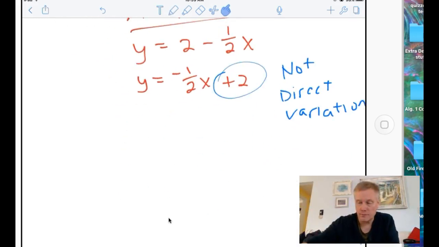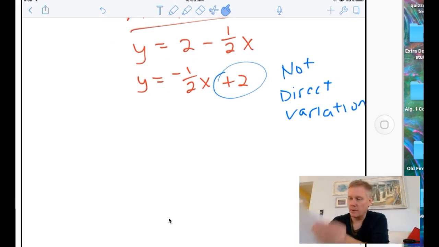Okay, so those are the first things I wanted to go over, just identifying the direct variation.